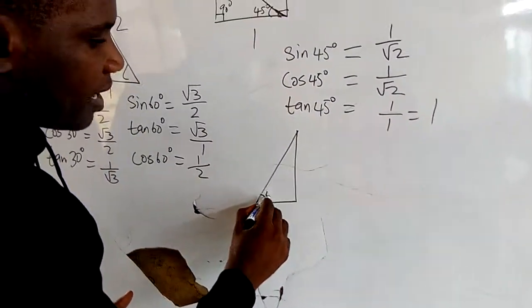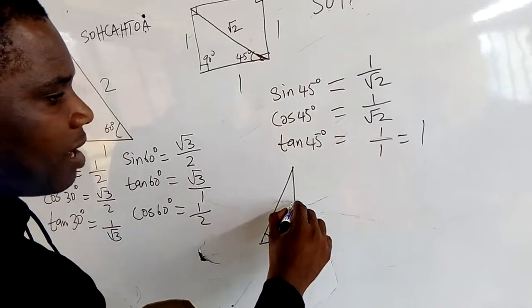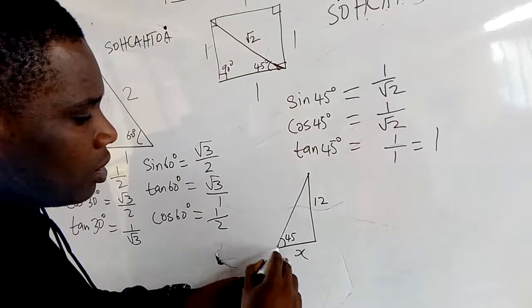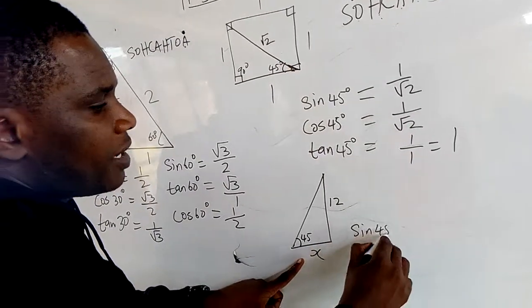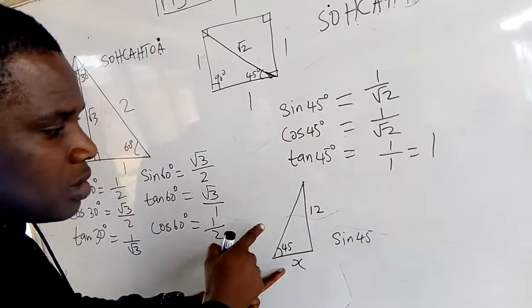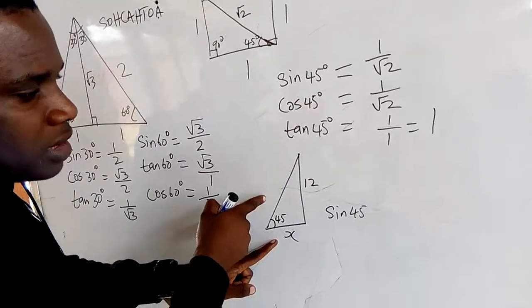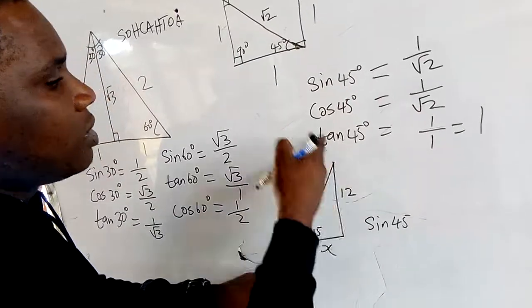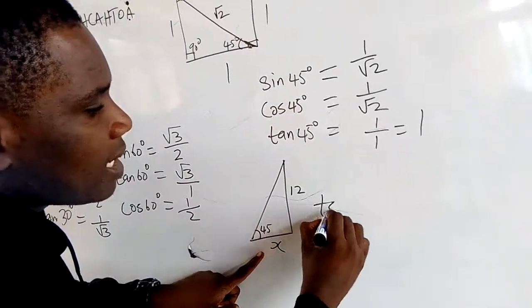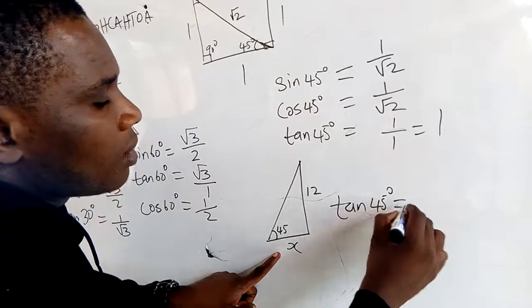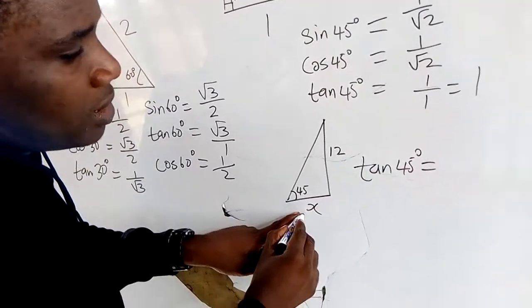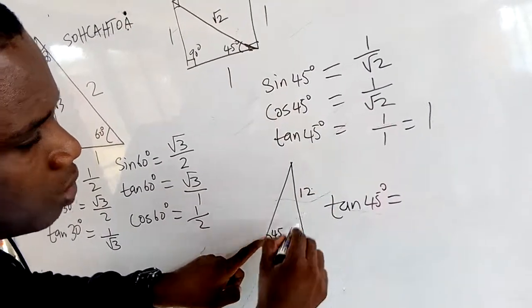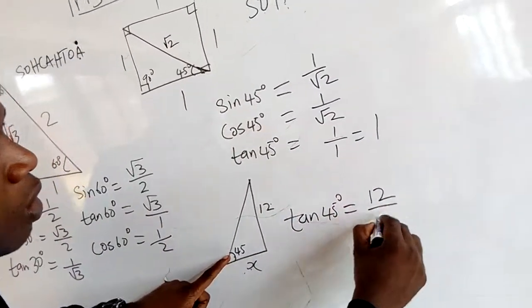If you have 45 degrees and you have that this side is 12. Let's say you're looking for this side x. So you know that sine 45 degrees is opposite over hypotenuse, but we don't know this side. We're looking for this side, adjacent and opposite, which is tan. So you use tan. Tan 45 degrees is opposite over adjacent, 12 over x.